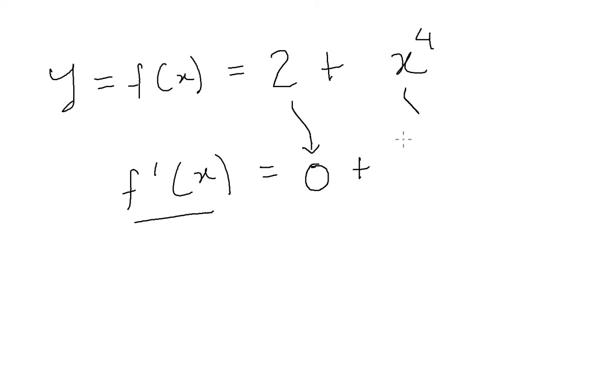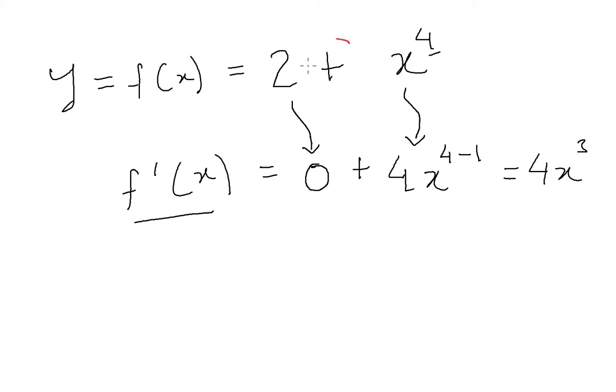And in the second term, apply the second rule we just learned. So the power comes in front, and then the power minus 1 according to the second rule. So that's it, you end up with 4x cubed. So please remember this idea of differentiation.